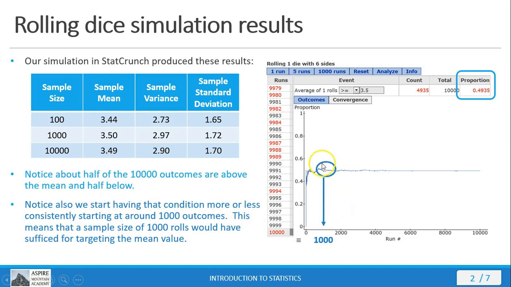So we also saw that around 1,000 is where these numbers start settling in to the expected value that we saw before. So after about 1,000 rolls of the dice, we get a sample that's large enough to be very representative of our population.